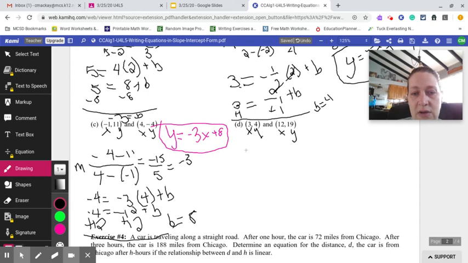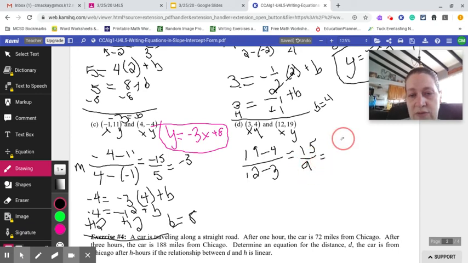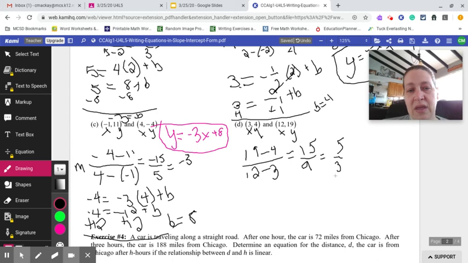Okay, so 19 minus 4 over 12 minus 3 is 15 over 9, which reduces down to 5 over 3. Not a really nice number, but it'll be okay.